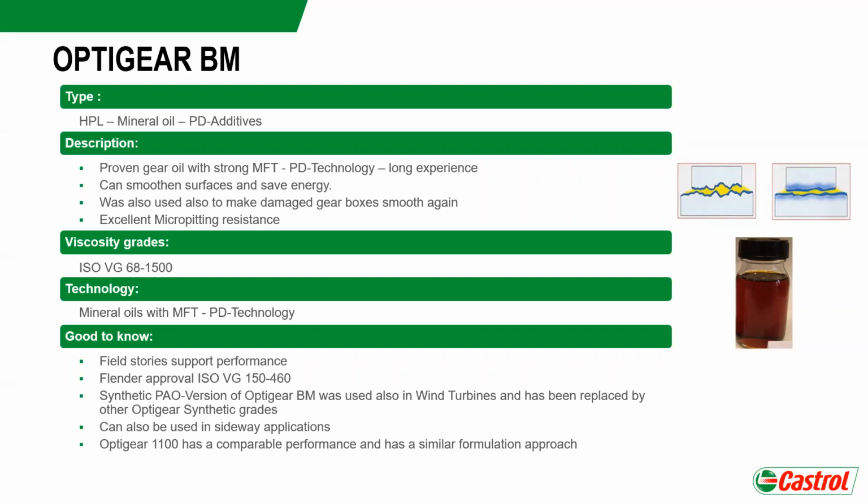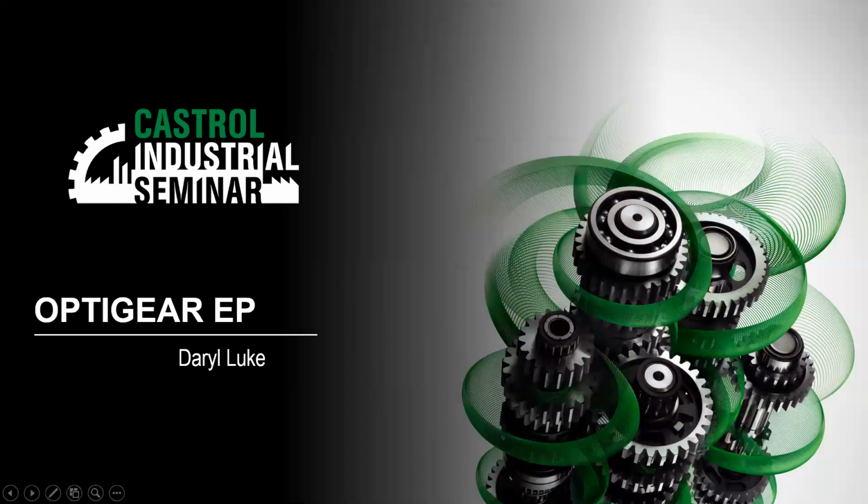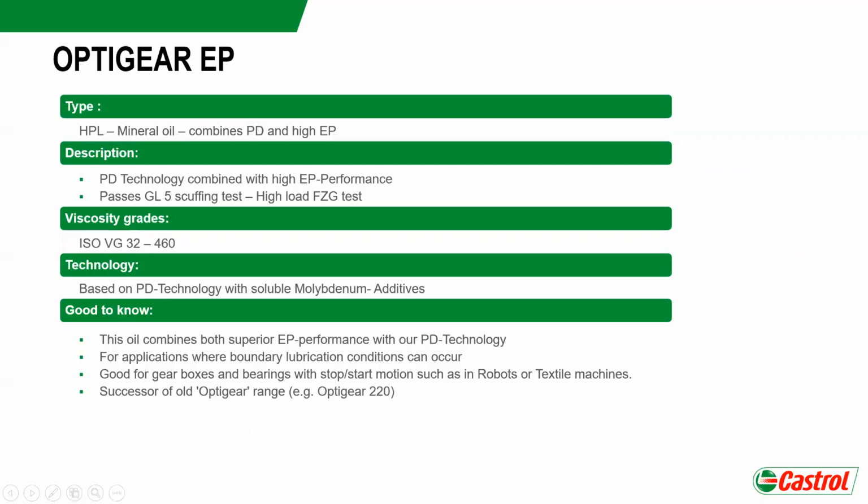So if we move to the next product, because Phil will cover this in more detail, OptiGear EP. Again, I've included a description here. So OptiGear EP is essentially like OptiGear BM with the PD technology, plus it has extreme pressure EP additives, load carrying additives on top. Now the combination of the plastic deformation technology and we do the automotive GL5 FZG test to give an indication of that high load carrying. If we recall from the famous Stribeck curve, OptiGear EP is good for applications where boundary type lubrication occurs, such as start-stop motion as in robotics or textiles.